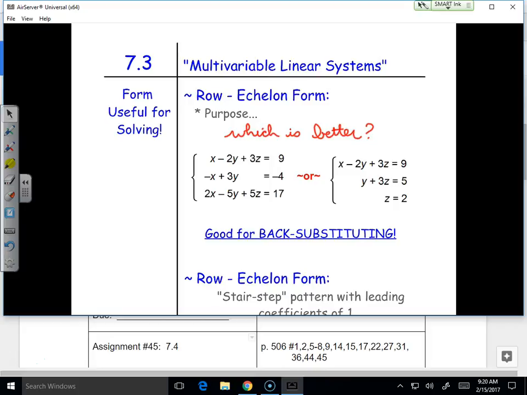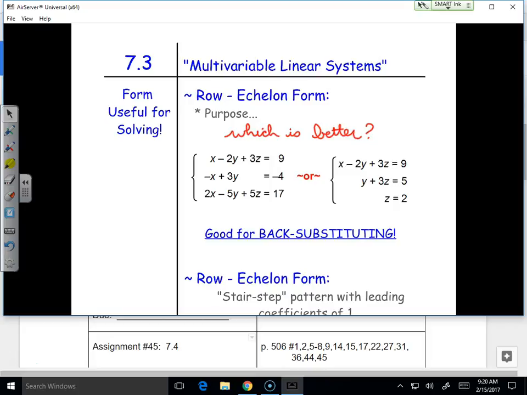Right, theoretically mental math on the right would be faster than row echelon form. Row echelon form. As you guys are writing down the system, row echelon form refers to the one that is easier to solve, that is good for back substituting.